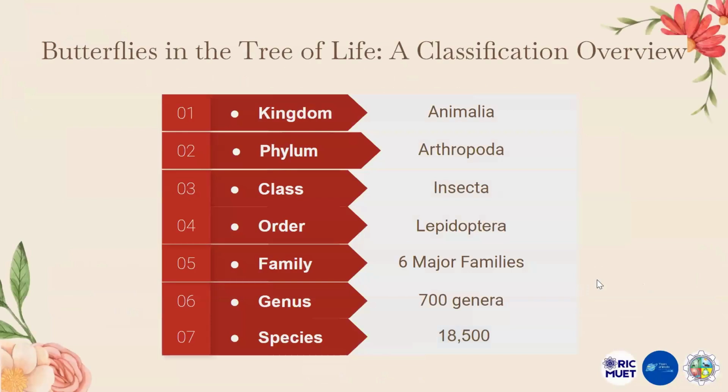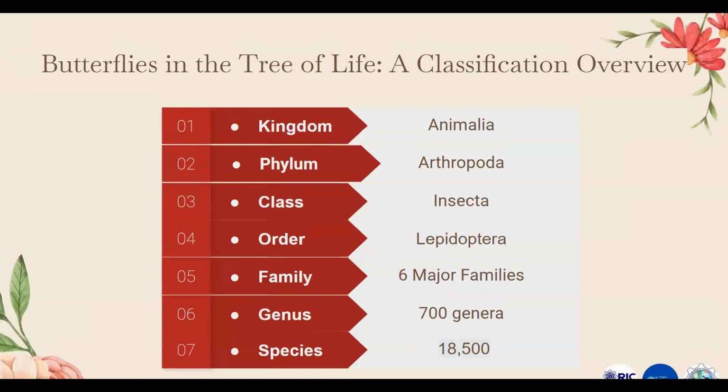Yeah, this is a little classification. Like all animals, butterflies belong to kingdom Animalia and phylum Arthropoda. Then we have class Insecta, as butterflies are also insects, and order Lepidoptera. Does it ring a bell? Yes, we already studied Lepidoptera. Then we have six major families that we are soon going to learn about in the next slide. And they have 700 genera and 18,500 species, identified species actually.